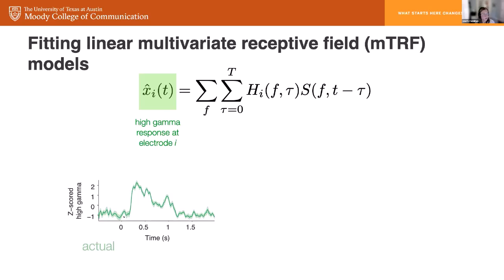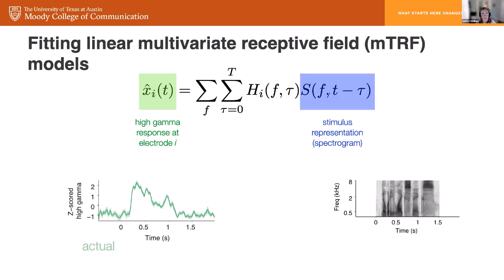So this is just a brain signal over time. In this demo, I'm just showing you for an example sentence. So this is the response that you have. And let's say we want to figure out which stimulus features make this response happen. So then we have to know for each time point, what is the stimulus that the person is hearing? And we also have to make a choice about what type of representation we want to use.